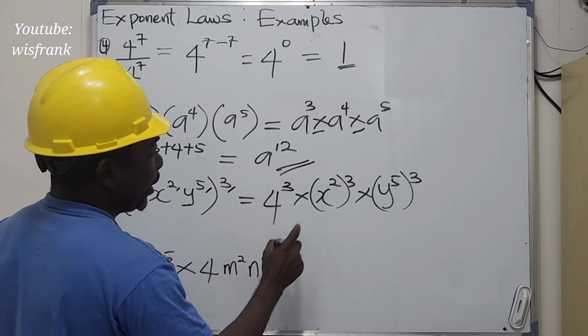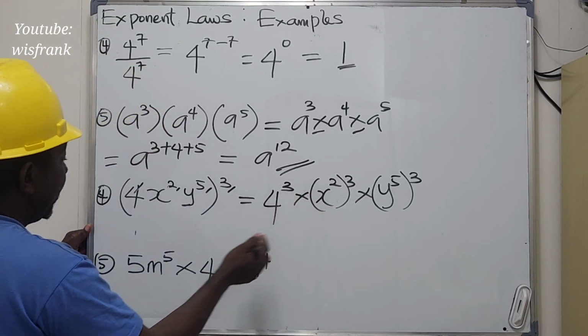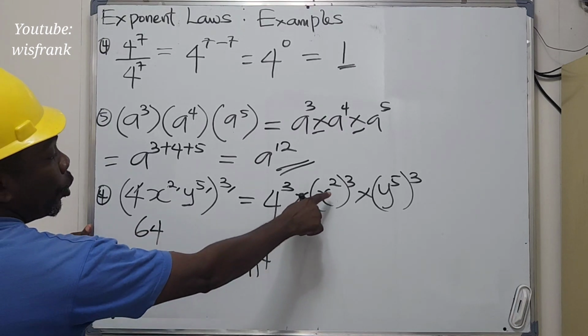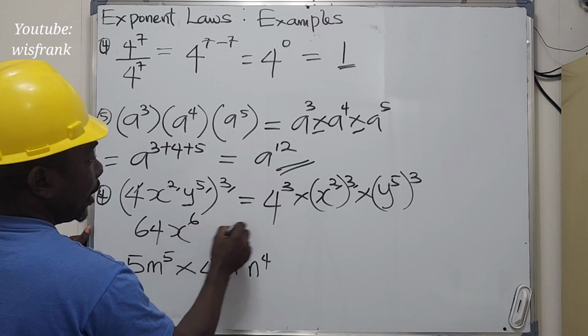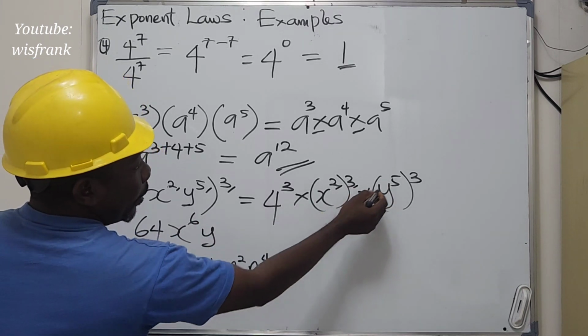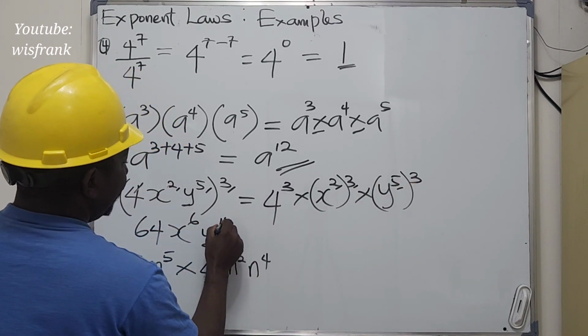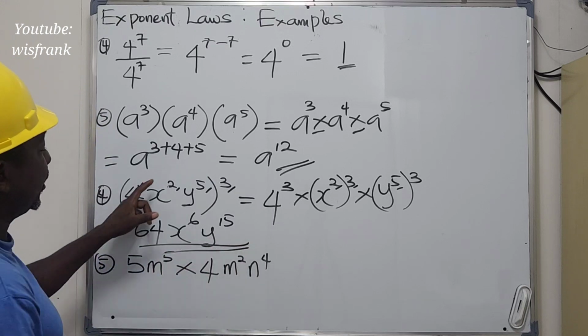So 4 to the power of 3 is the same thing as 64. So we have here x. This is 2 times 3, we have 6. And this is y. This is 5 times 3, we have 15. So this is the answer to this expression.